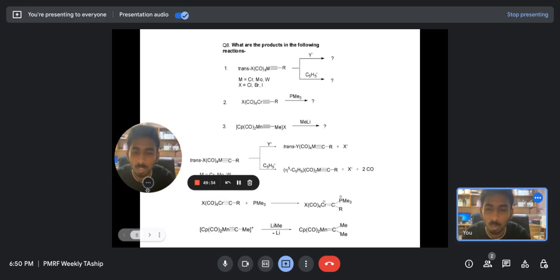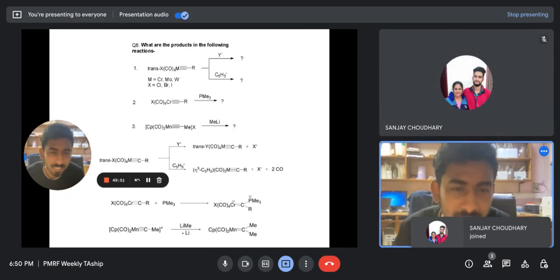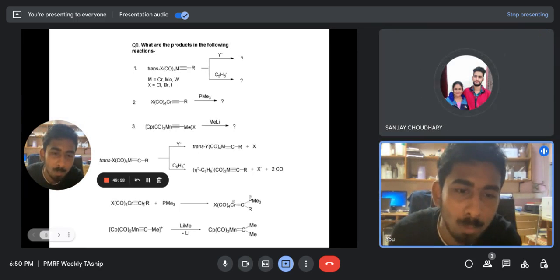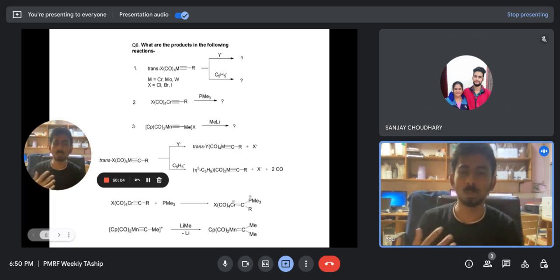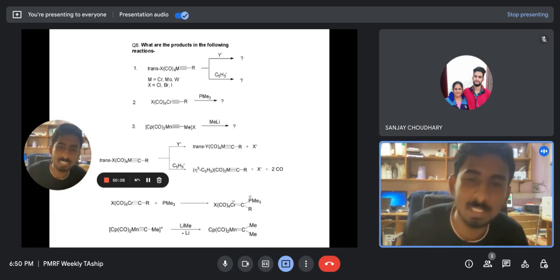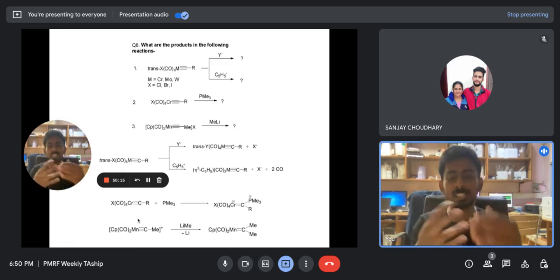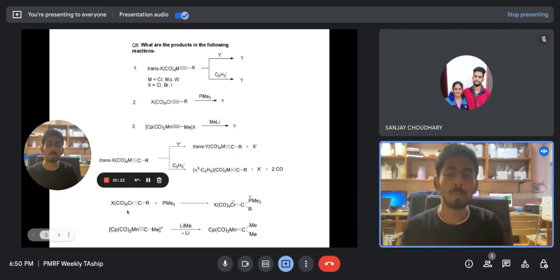Coming to the second option, what is X(CO)4Cr≡CR? It is reacting with PMe3. What happens in this case also? This PMe3 group has a high electron density, because phosphines are electronically rich and potential nucleophiles. And this carbon also has a bit of electrophilicity, because the chromium is stabilized by the CO, the highly stabilizing, low-valent, pi acidic ligands. If PMe3 attacks on the carbon, the electron density is shifted onto the chromium, and the extra electron density on chromium will be delocalized among the four highly pi acidic CO ligands.